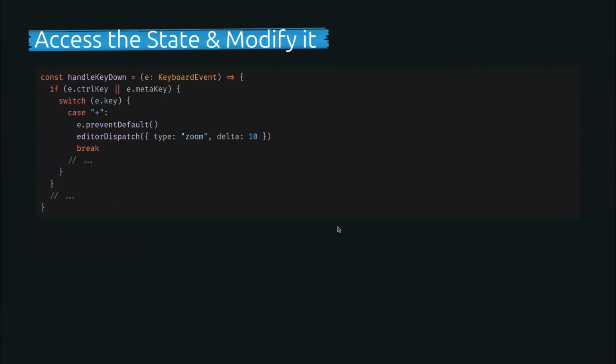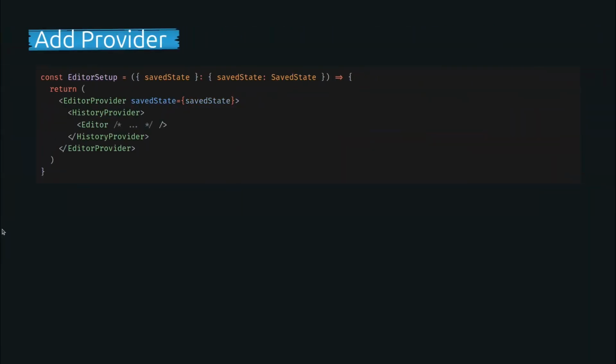And of course we can do the same in other spots too. This function is handling the keyboard events, and there, in case we get a certain key, we can also simply dispatch that zoom action. And you maybe notice we haven't used our provider yet. Of course, to make that really work, you have to use the provider. So here's the actual editor, and around that we wrap then our editor provider, which gets as input the saved state. Within that editor provider, we also have a different one, the history provider.